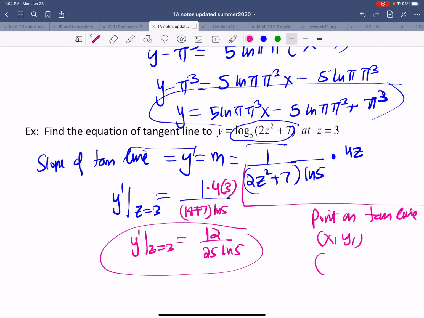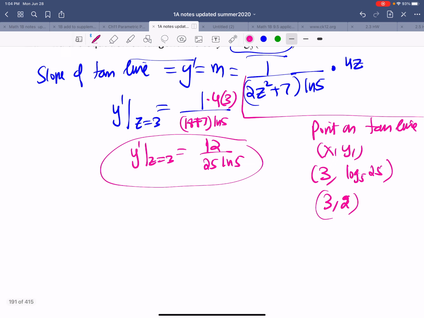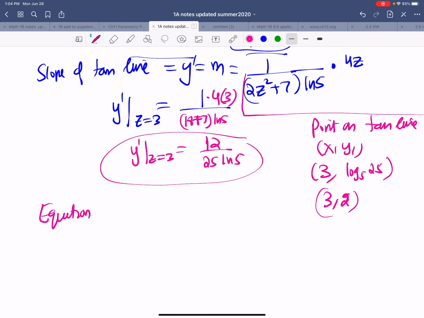And the point on tangent line, x1, y1: we are given z is equal to 3. That's taking the place of x in this case, and the y would be log to the base 5 of 3 squared is 9 times 2 is 18 plus 7, which is log to the base 5 of 25, which is 2. So the point is 3 comma 2. Okay, now we are ready to write equation of tangent line.